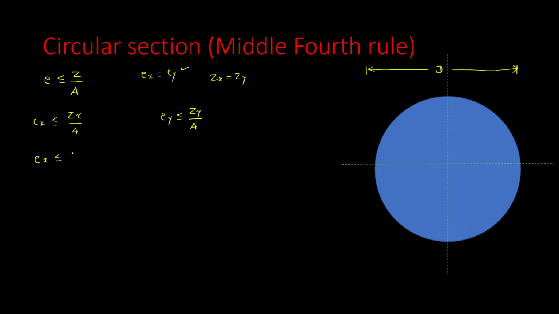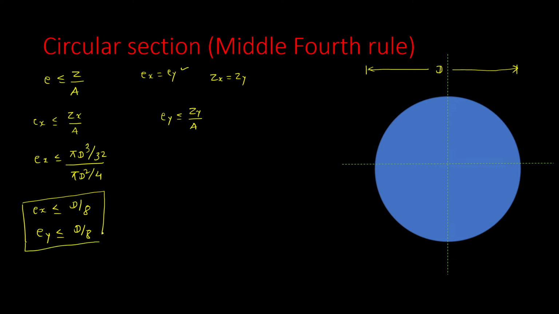Now what is the value of Zx? It is pi d cube by 32 and the area is pi d square by 4. Solving this, e comes as d by 8. So we have got the value of Ex here. Ex should be less than or equal to d by 8. That's why Ey should also be less than or equal to d divided by 8, where d is the diameter of the given circle.